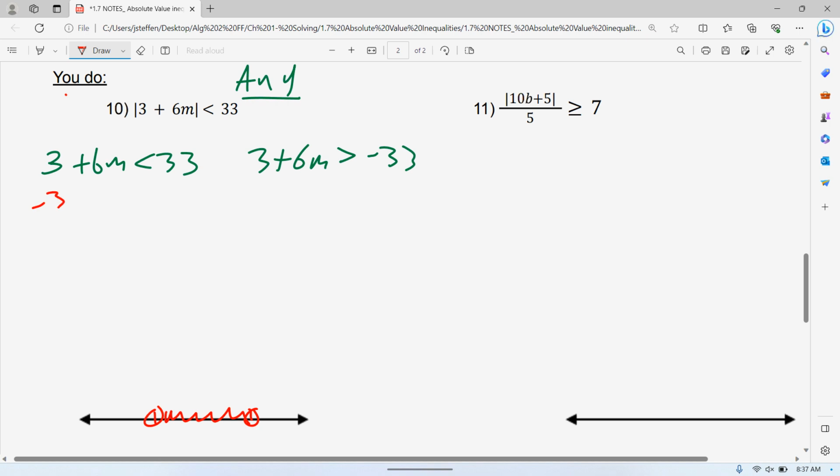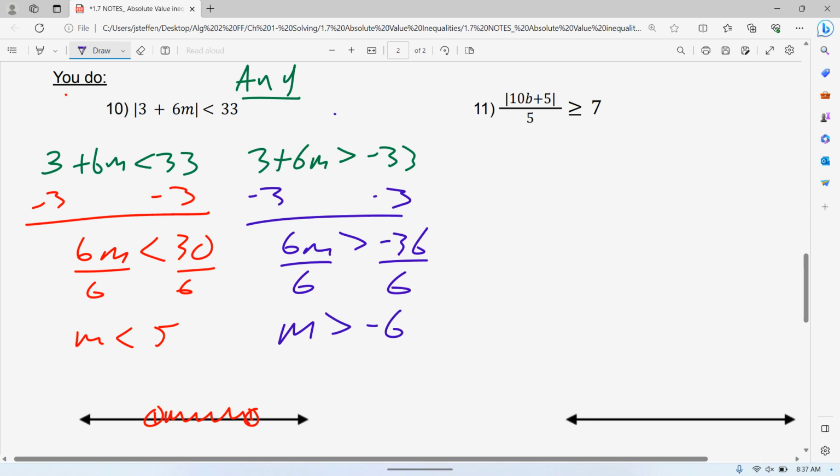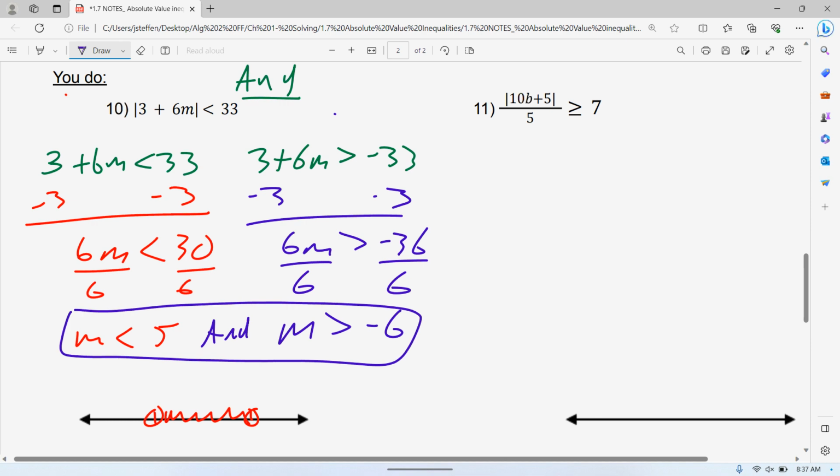Both sides by 3, 6n is less than 30. Both sides by 6, n is less than 5. I subtract 3, I get 6n is greater than 6. Both sides by 6. And again, I always like to put it with my answer, but as long as you have the AND written down somewhere, that's okay. But I do expect to see the word AND or the word OR in these answers.